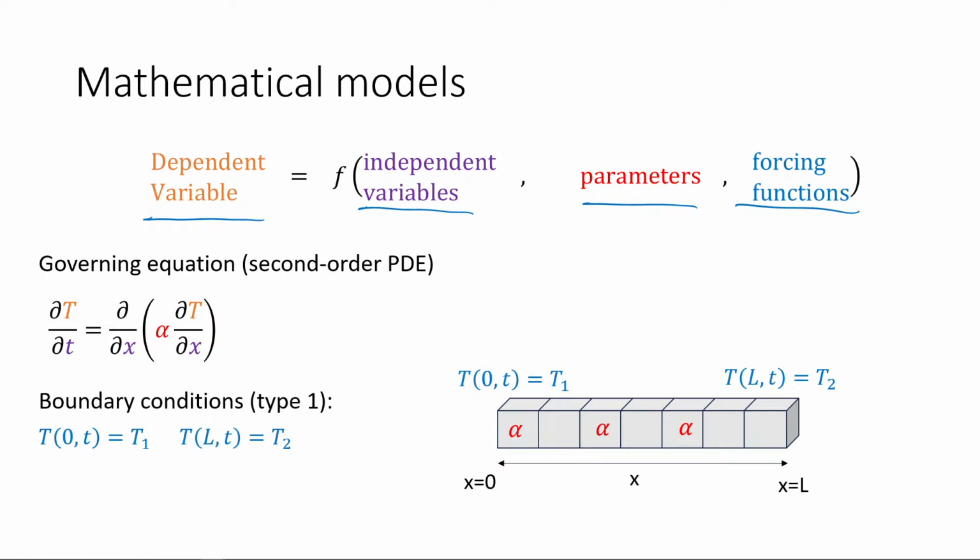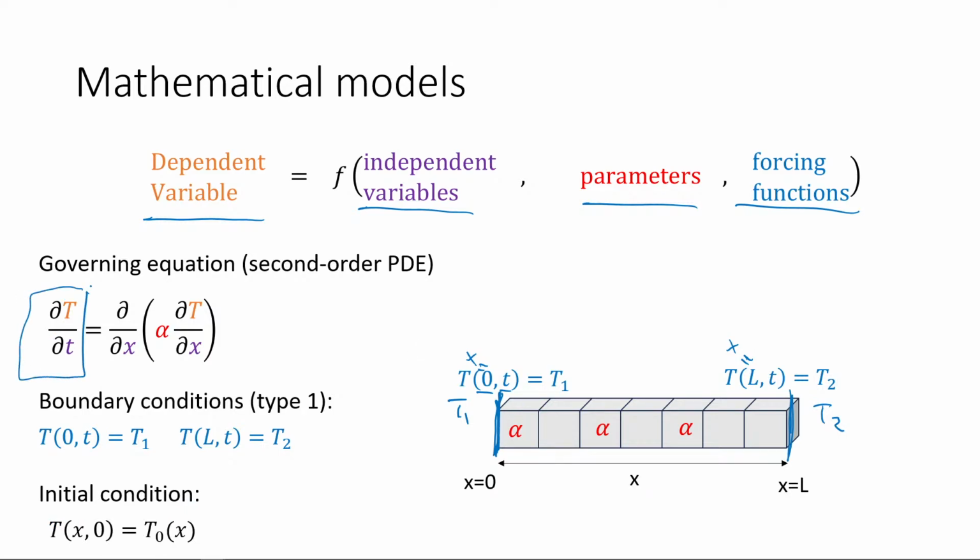So here, boundary condition at x equal to 0, at any time I have T1 here, so I have a constant temperature here. And at x equal to L, at any time I have another constant temperature, T2. That would be my forcing. And then I also need another piece of information, especially if this is in a transient state, not in a steady state, which is the initial condition.